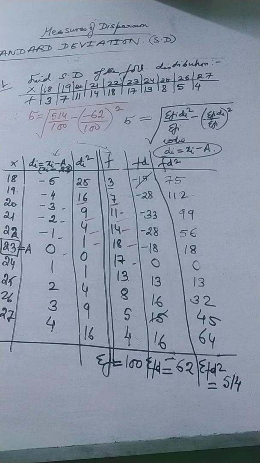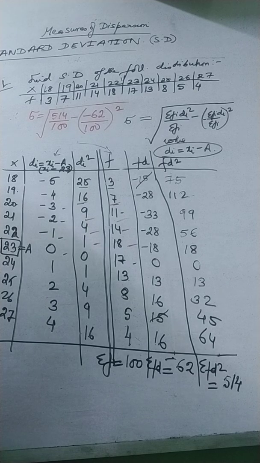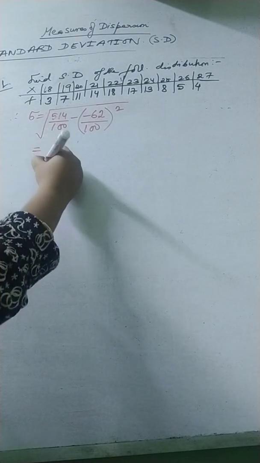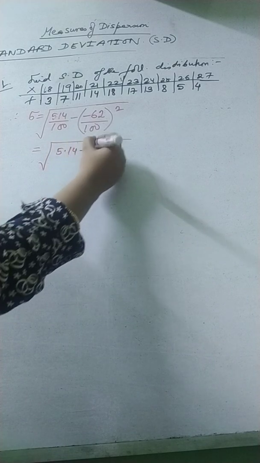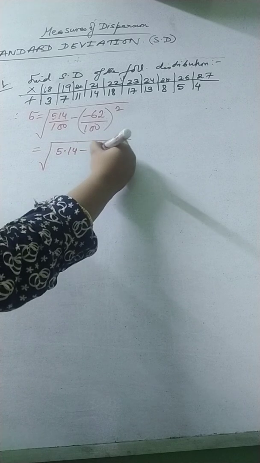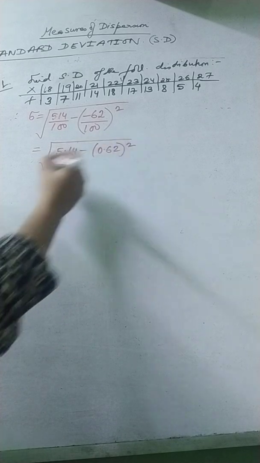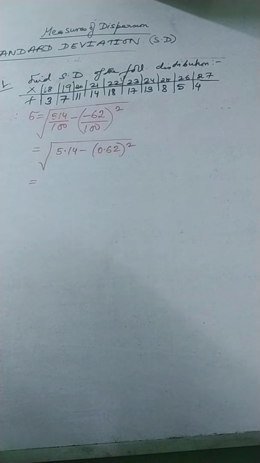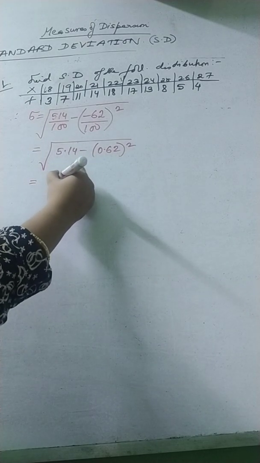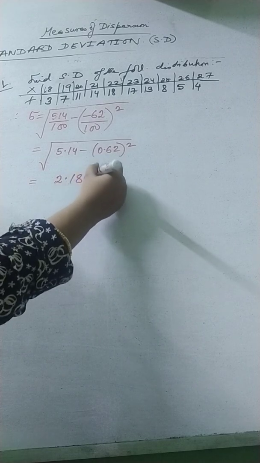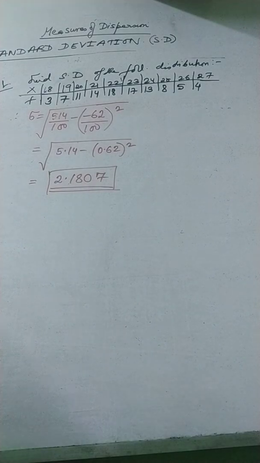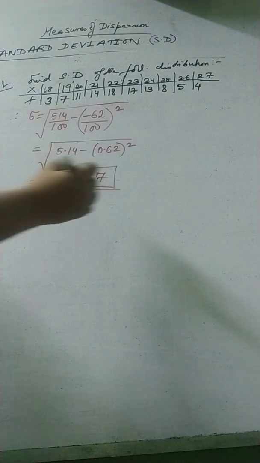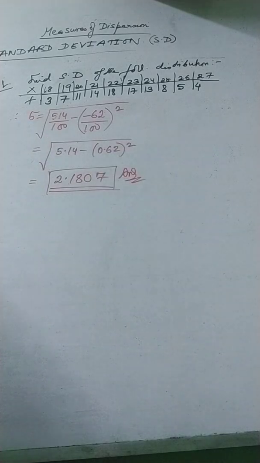So calculation part, what will you do? 500, it's easy, you have divided by 100. So you can easily write the values as root over of 5.14 minus 0.62 whole square. How much will it come to? I'll write the final answer because this is something you can do easily. 2.1807 is the final answer. You can leave it as approximately 2.2. Okay, so this is the SD of this distribution.